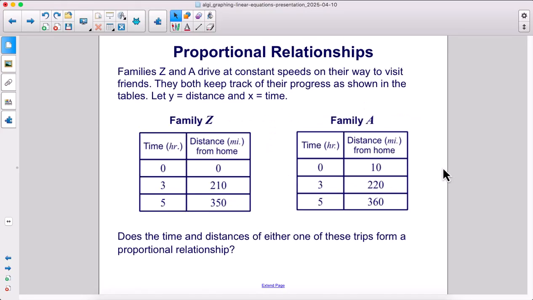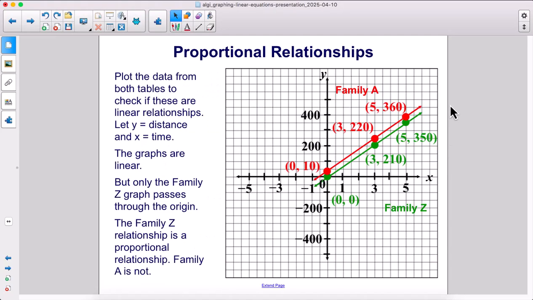Families Z and A drive at constant speeds on their way to visit friends. They both keep track of their progress as shown in the tables. Let y equal distance and x equal time. Does the time and distances of either one of these trips form a proportional relationship? Plot the data from both tables to check if these are linear relationships.